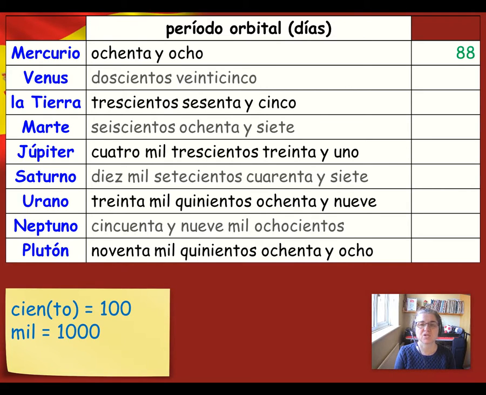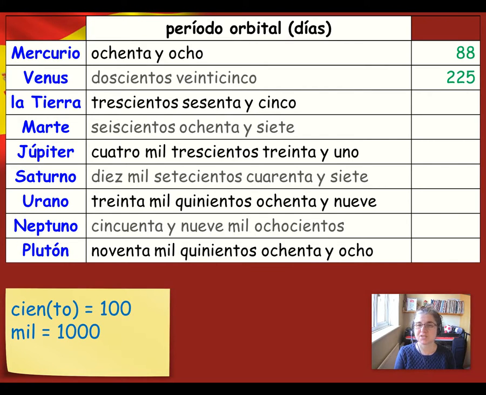Then for Venus, 225. How many days is that? It's 225. So 225 days for Venus to orbit once around the sun.